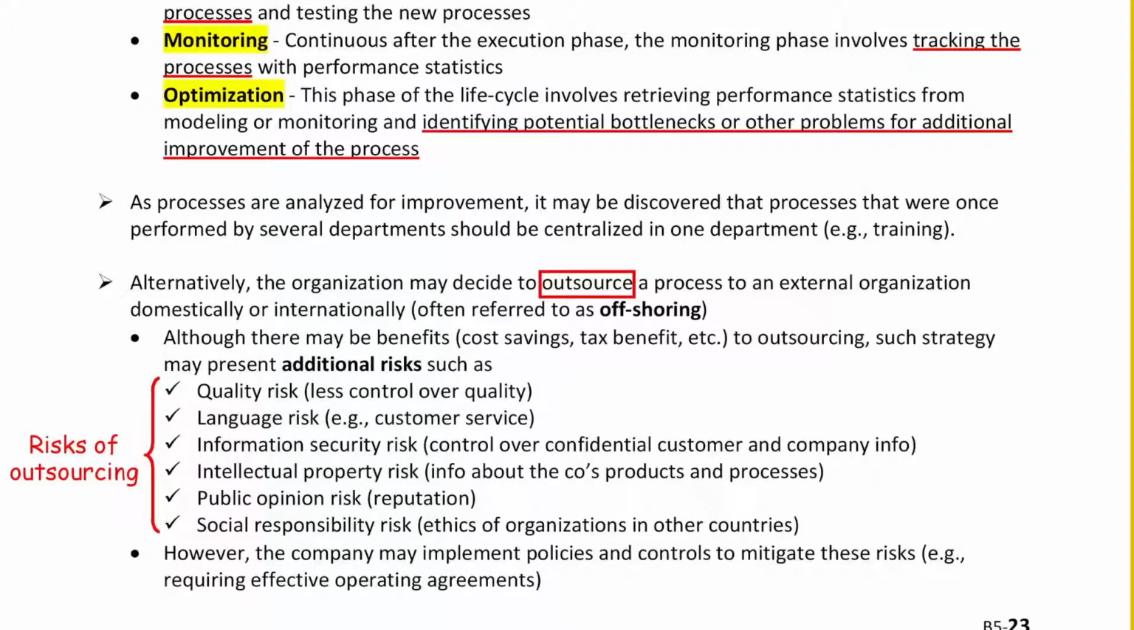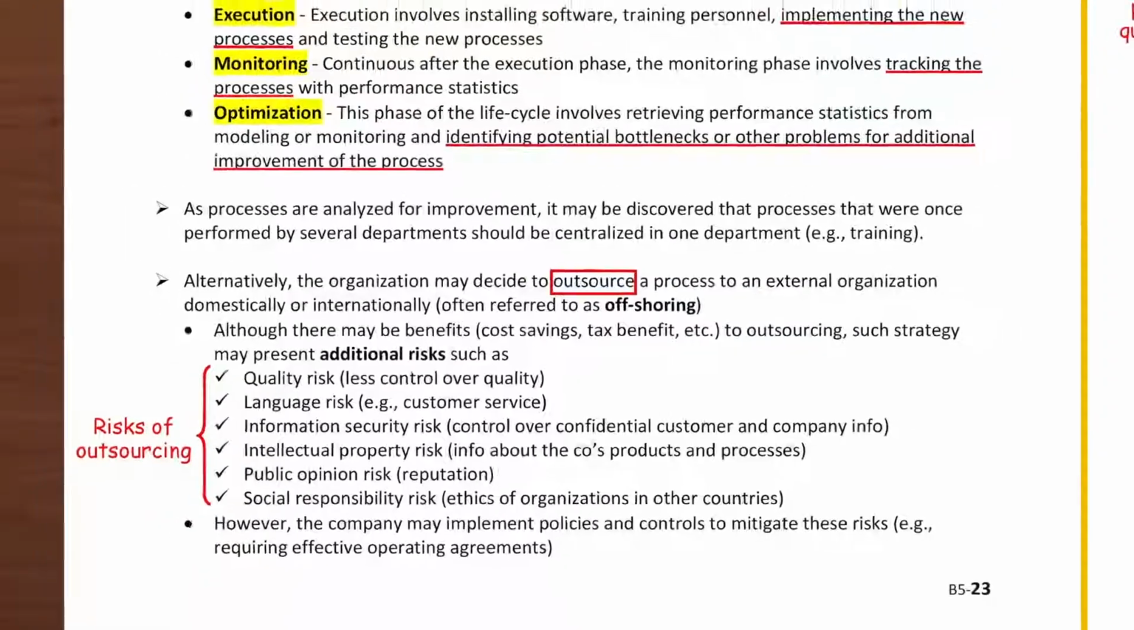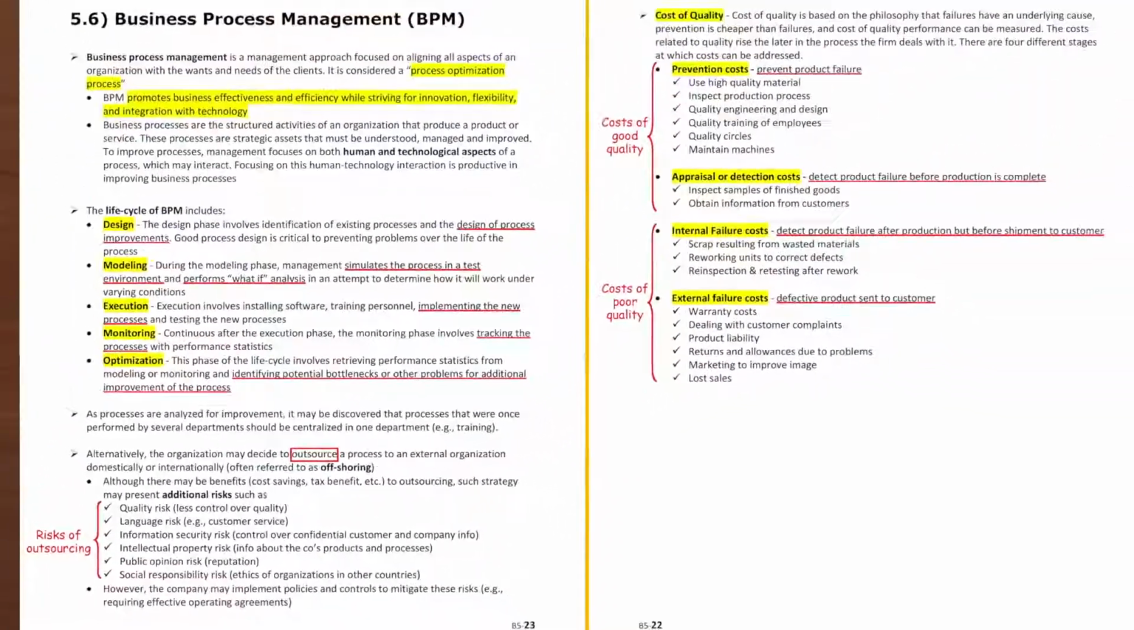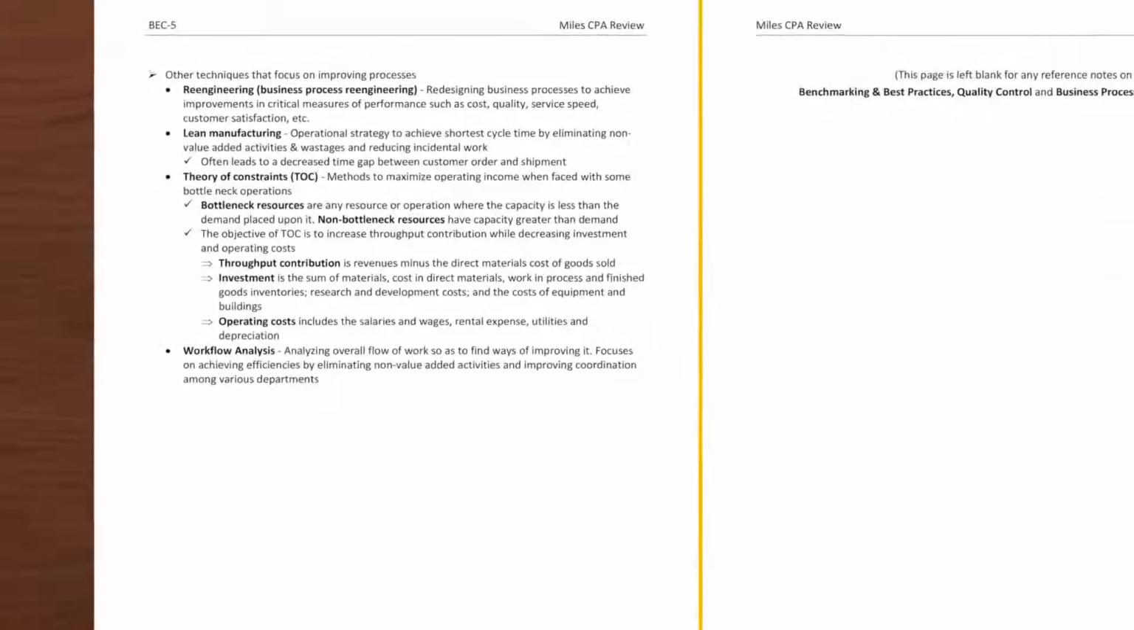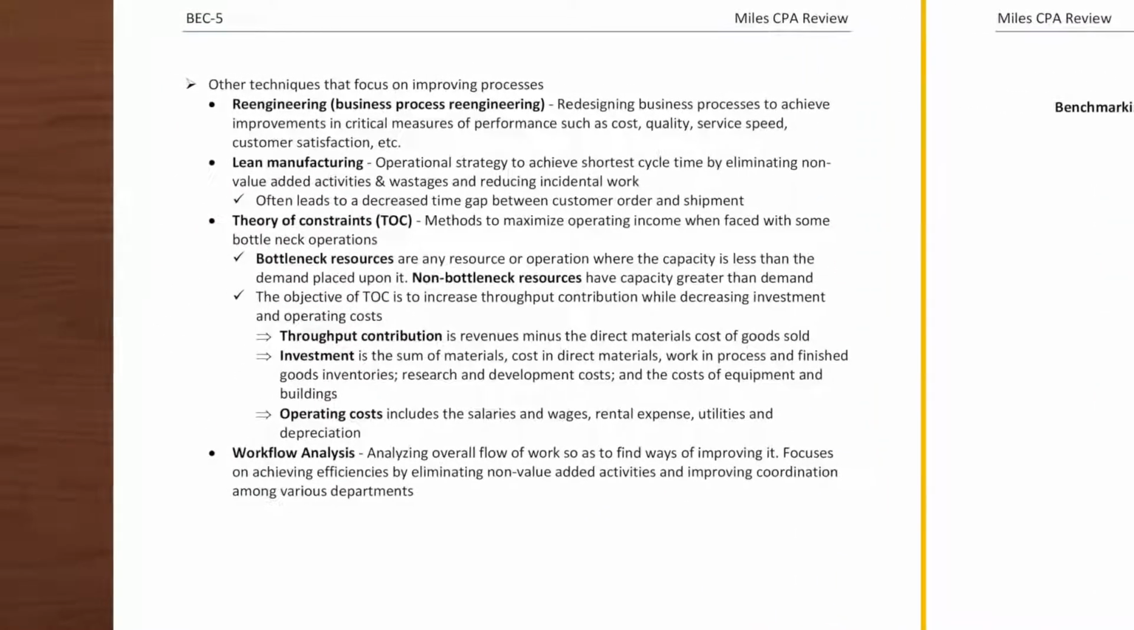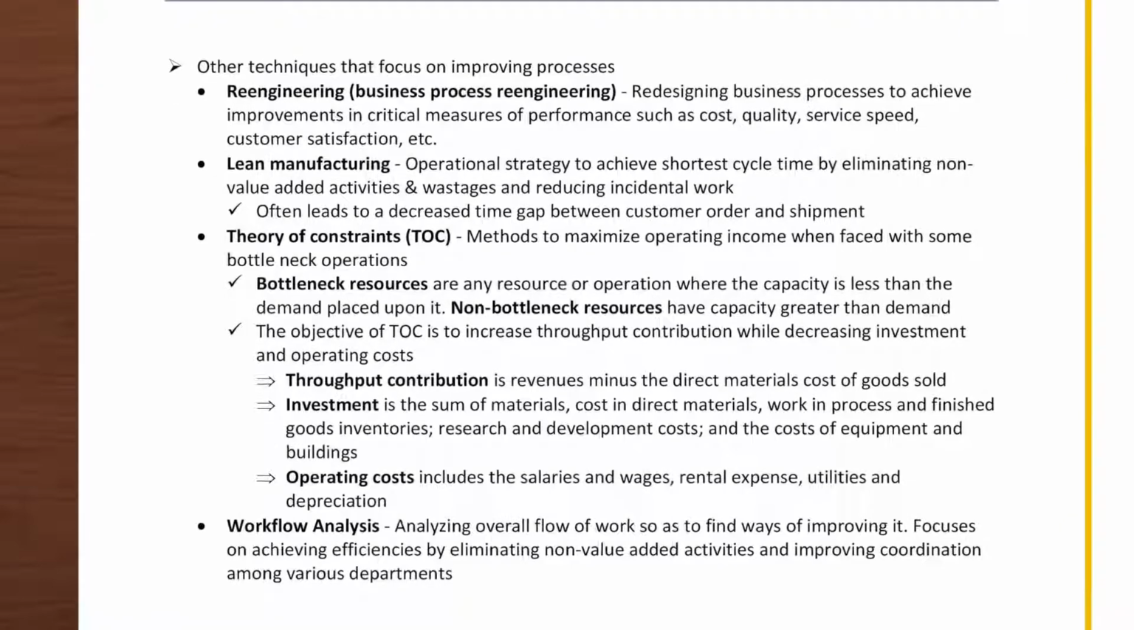There could be a public opinion risk, especially when there's international outsourcing, because you end up outsourcing jobs to other countries. There could be a social responsibility risk, where the organization needs to comply with ethics of organizations in other countries where they are outsourcing. Turn to page 24, where we're looking at other techniques that focus on improving processes.